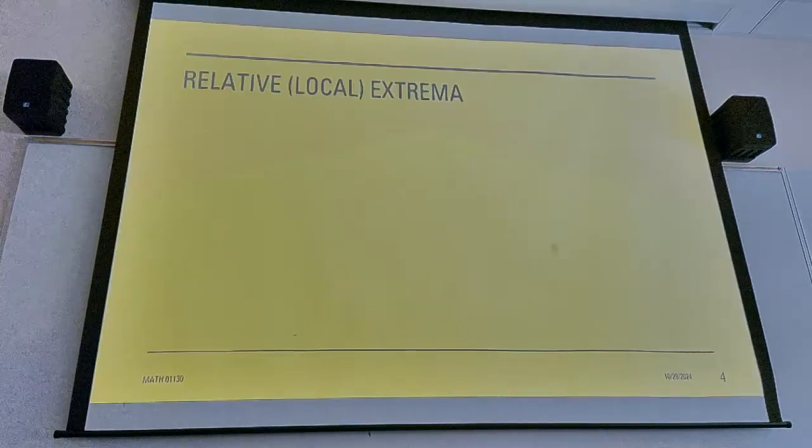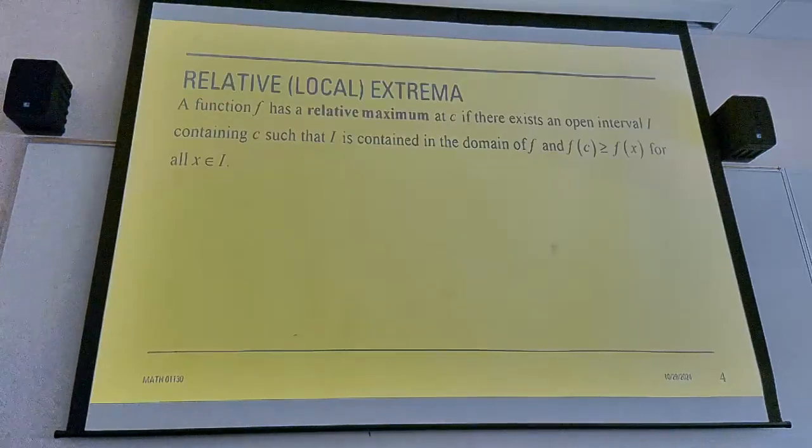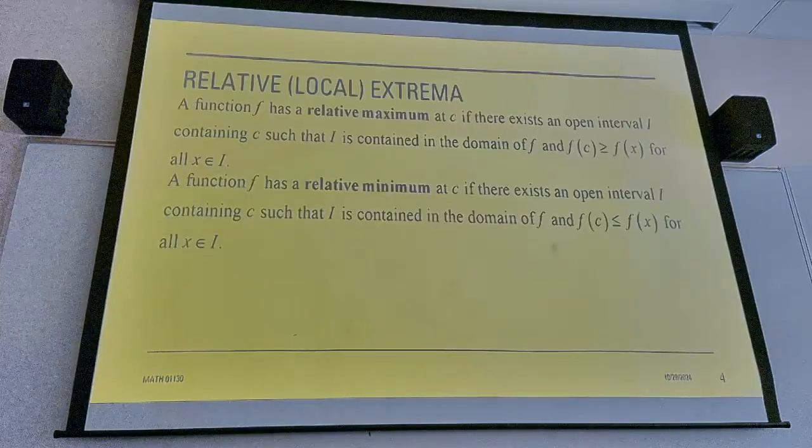Relative extrema or local extrema, again, interchangeable. Function f has a relative max at C if there exists an open interval I containing C, such that I is contained in the domain of f, and f of C is greater than or equal to f of x for all x in I. Okay, so it's a relative max if you can find an interval where it is the maximum value. And likewise for relative min.